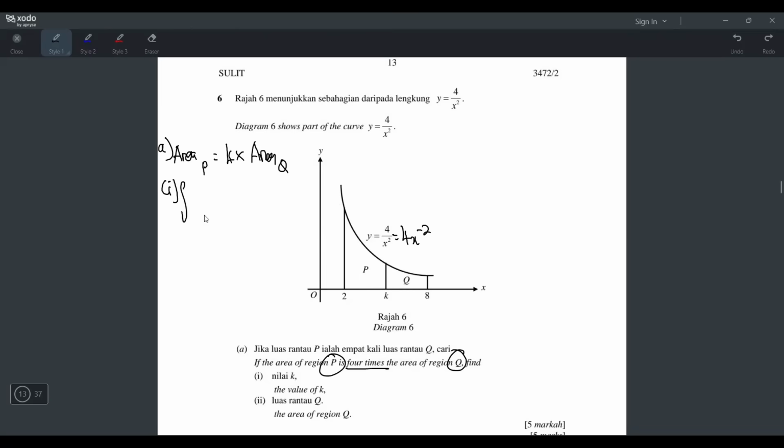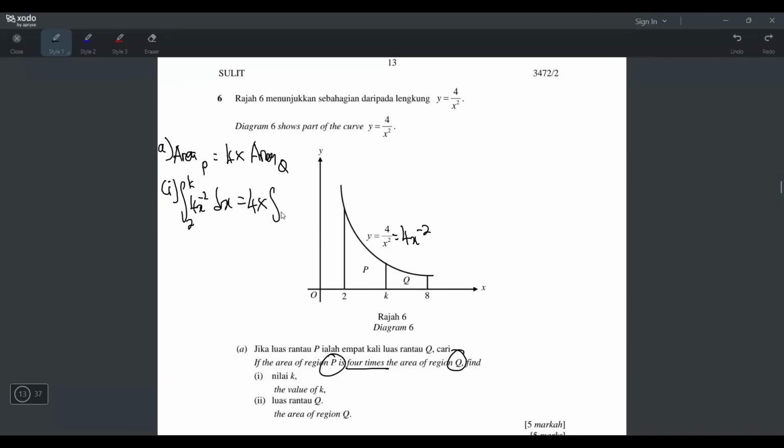Okay, so integrate from where to where? From 2 to k, and you integrate towards the x-axis. So it will be dx, and the formula here you have to put in y, and the y will be 4x power negative 2. Okay, this is how you get area of P equals 4 times area of Q. Okay, area of Q will be integrate.